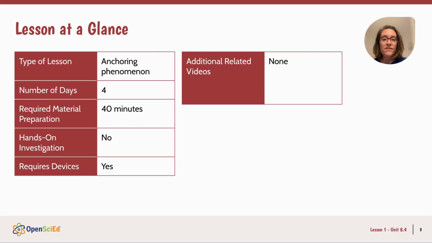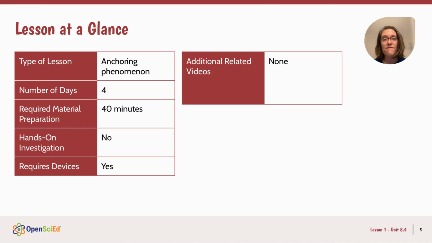It is the anchoring phenomenon. It will take 4 days. The prep time takes about 40 minutes. Most of that is printing and organizing papers and preparing posters and your driving question board and things like that. There aren't any hands on investigations.